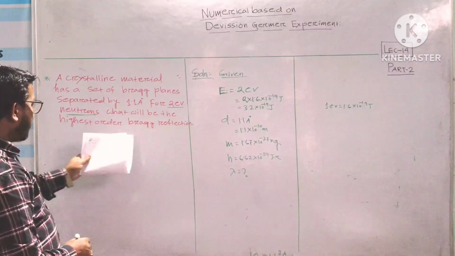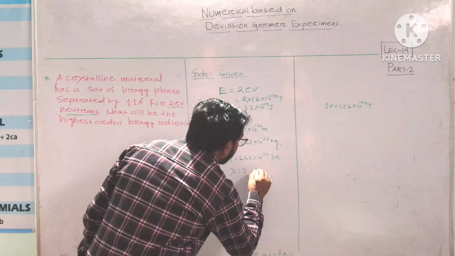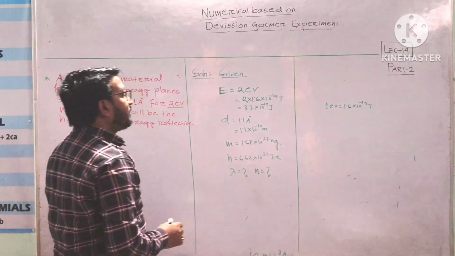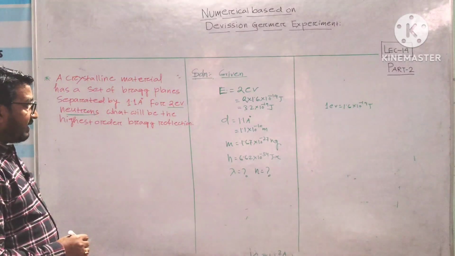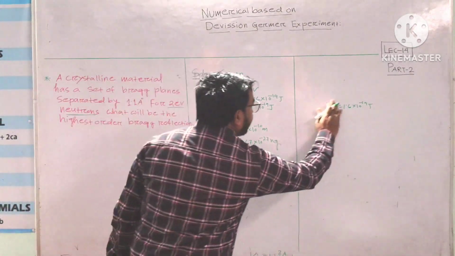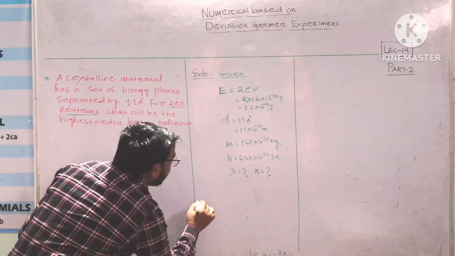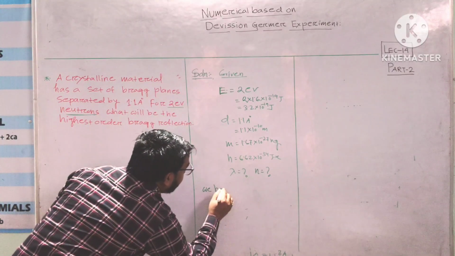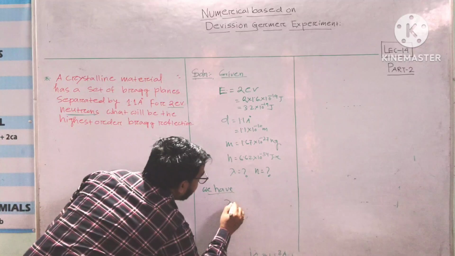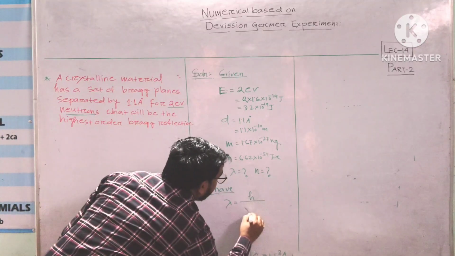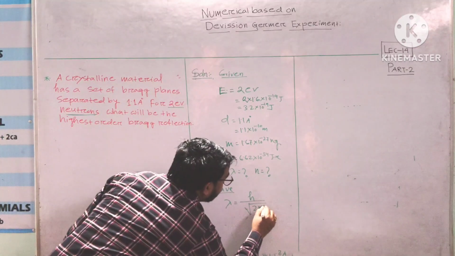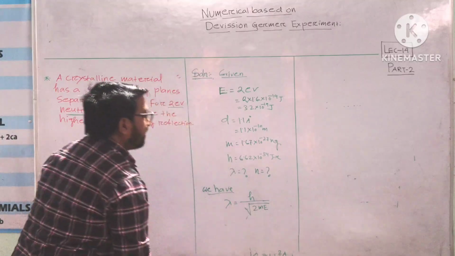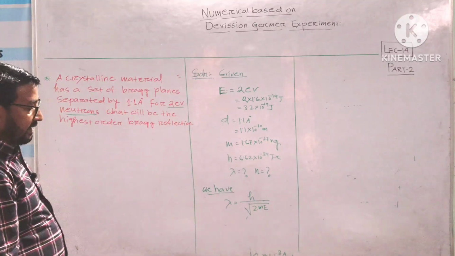What will be the highest order Bragg's reflection, and n equal what? First of all, we are going to find out the wavelength. So lambda equal, we can apply the de Broglie wave equation. Lambda equal h by under root of 2mE. This is the expression of de Broglie wavelength in terms of energy.